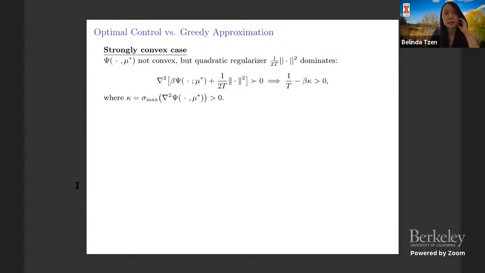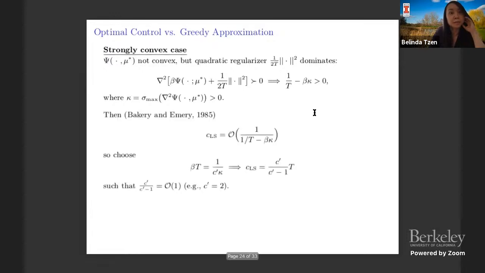So in our strongly convex case, we can't really make any statements about the potential in general, but the quadratic regularizer will dominate. And so all in all, this regularized potential will be strongly convex and life will be good. Here we have a strong convexity parameter of 1 over t minus beta kappa, where kappa is, of course, what could be the maximum concavity of this potential, so to speak. Then we have in the convex case the log-Sobolev constant as follows. So if we choose beta times t to be a factor of 1 over kappa, then our log-Sobolev constant will be something that's O of t, and life will be generally pretty good.